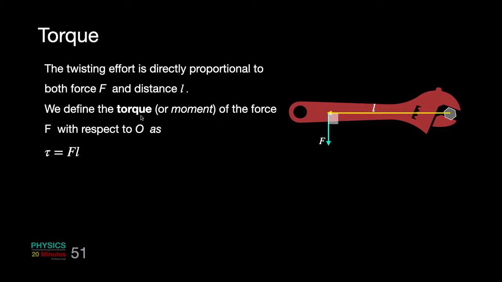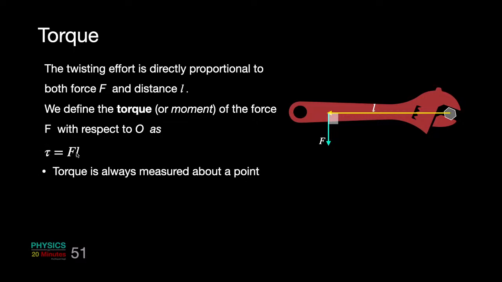Generally, physicists prefer to call it a torque. Engineers prefer to call it a moment. So please remember the difference. Definition remains the same. Tau is equal to F into L.